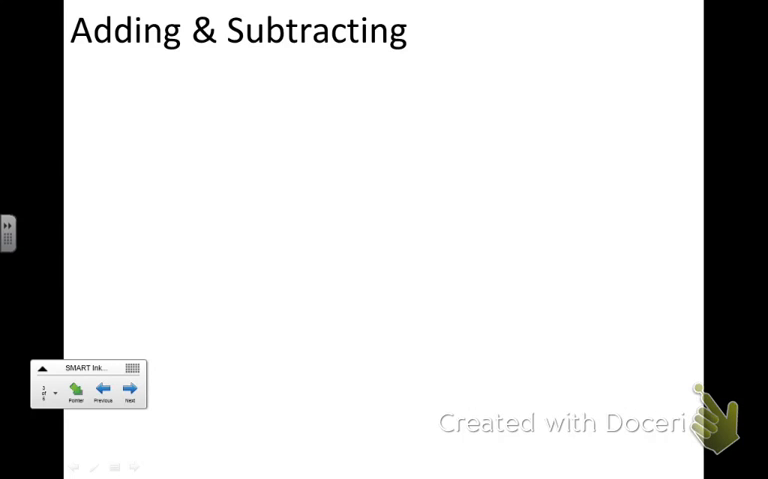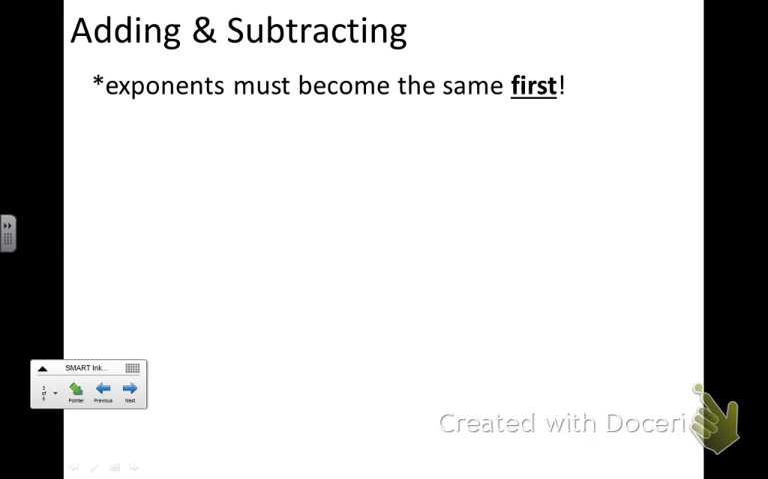All right, here we go. Oh, not yet. One important rule to remember: exponents must become the same first. So when you add and subtract scientific notation problems, your exponents must become identical. In other words, times 10 to the 4th and times 10 to the 7th are not identical. You need to make them identical.